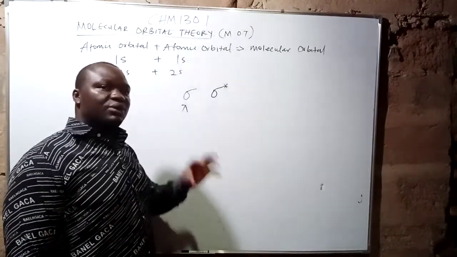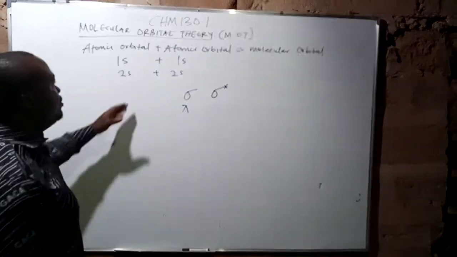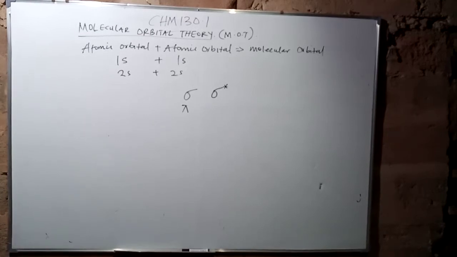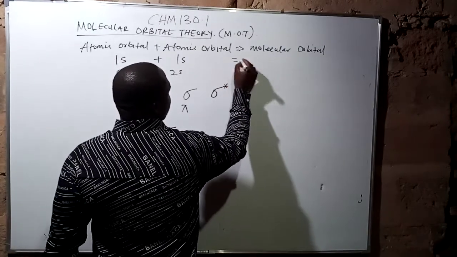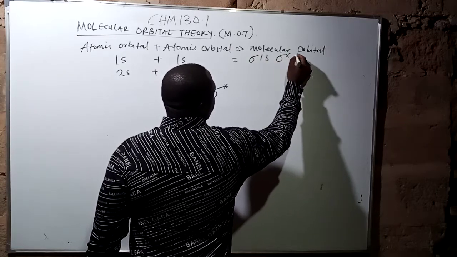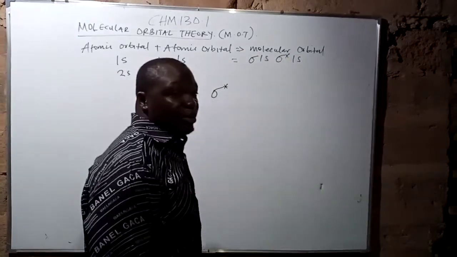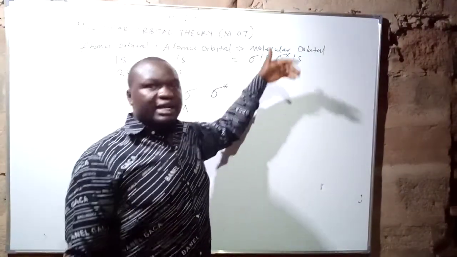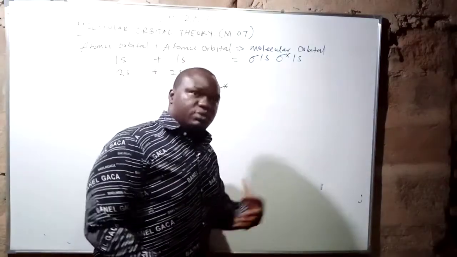Please pay attention and note this very well. Now, if I want to write the molecular orbital for this, we have 1s coming together with another 1s. It's so easy. This will now give us bonding 1s, and there's antibonding 1s. Under this molecular orbital, immediately you write the bonding sigma bond, you have to write the antibonding. As we progress, you will understand what I mean.